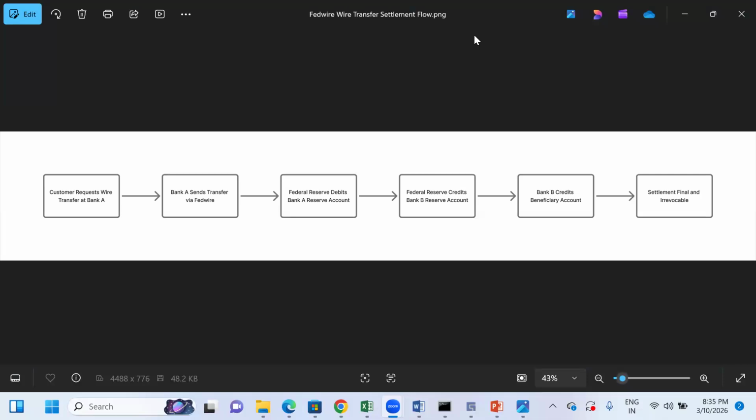Step 3, the Federal Reserve directly debits from the sender's account and credits to the receiver's account instantly.